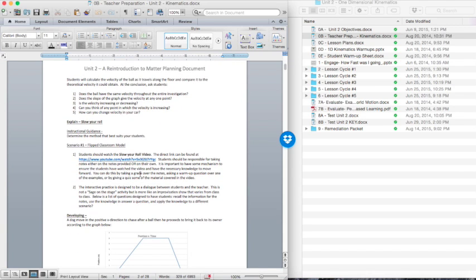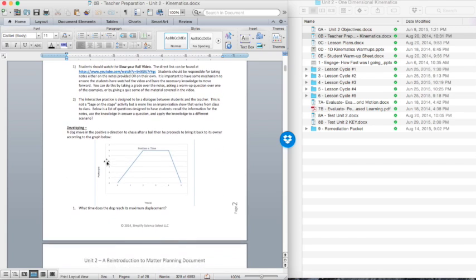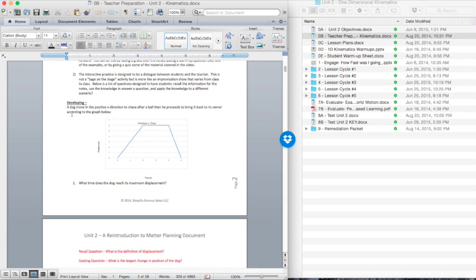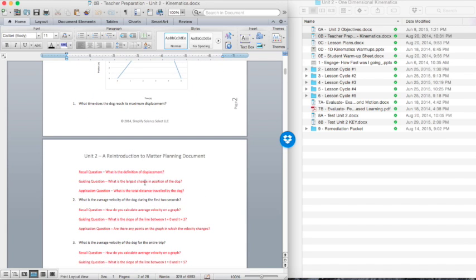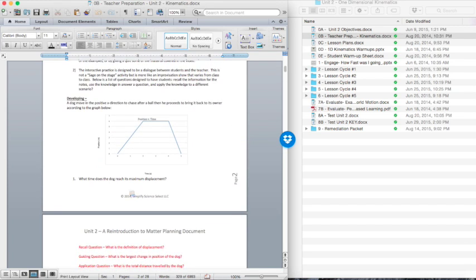It also goes through the instructional notes. It gives you the direct links to the videos that we discussed earlier. And then when you get to the interactive practice, you see this is the first question on the interactive practice, and it gives you recall questions, guiding questions, and application questions associated with this.